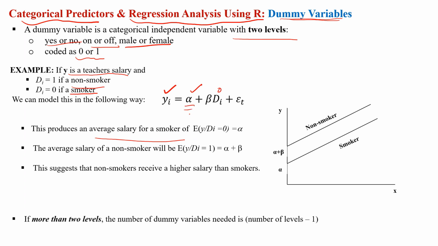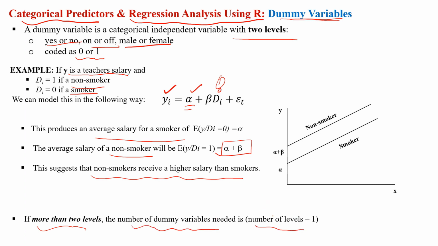So this alpha is going to be represented. Whereas if this is equal to 1, then alpha plus beta represents the average salary of a non-smoker teacher. As we can see from this graph, in this scenario the non-smoker teacher has the higher salary on average. If we have a categorical variable with more than two levels, how many dummy variables do we need? That is going to be the number of levels minus 1. We will discuss that later, but let's first discuss how to deal with a categorical independent variable with two levels in R, and how we can interpret those results.